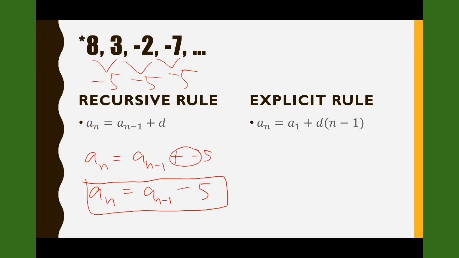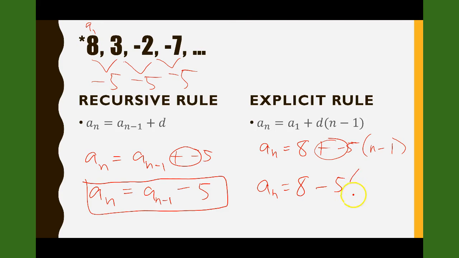For the explicit rule, same thing. We just have to do our A sub 1. A sub 1 means our first term, our very first number. So this becomes A sub n equals 8 plus our D, which is again negative 5, parentheses, and n minus 1. Note again, plus negative just means minus. So the final answer will be A sub n equals 8 minus 5 parentheses n minus 1.